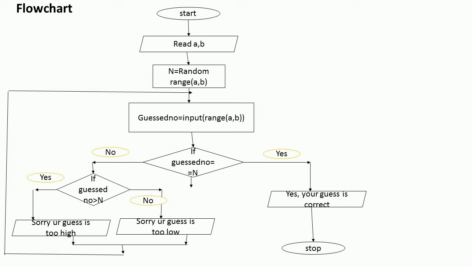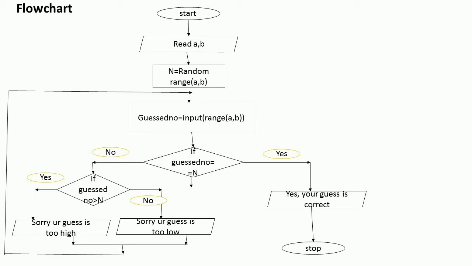If it is not right, it will check whether the guessed number is greater than n. If it is greater than n, it will print "your guess is too high". If it is lesser than n, it will print "your guess is too low". Then both steps go to step 4 to ask for a new number. So it will repeat the process.